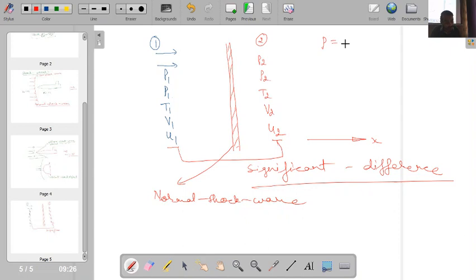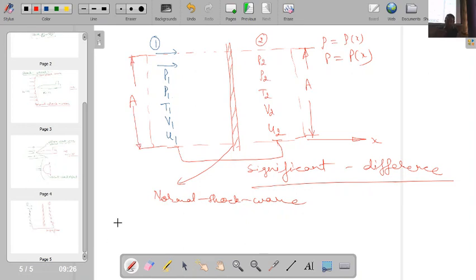So I can say rho is a function of x, pressure is a function of x, something like that. And in this section, whatever zone I have considered, if I draw it with a dashed line, the area here is A, and at this point also the area is A. So I have a fixed area, and because of the fixed area, there is no compression and expansion of the fluid. This is another reason that we will not have any variation in y and z direction.